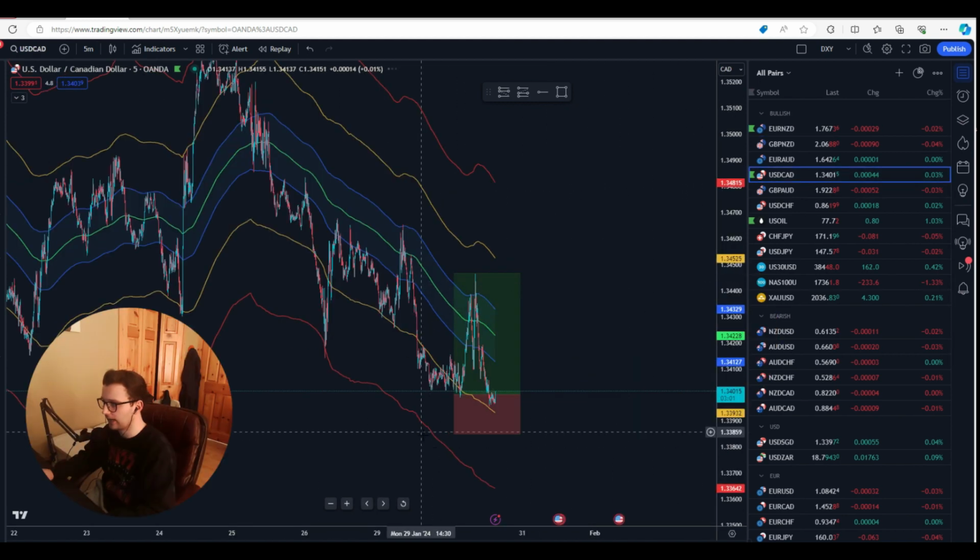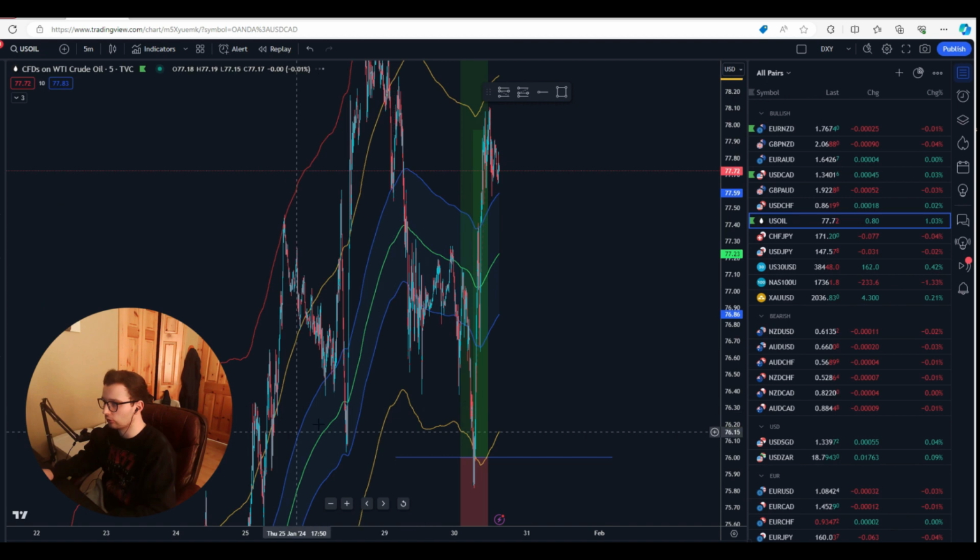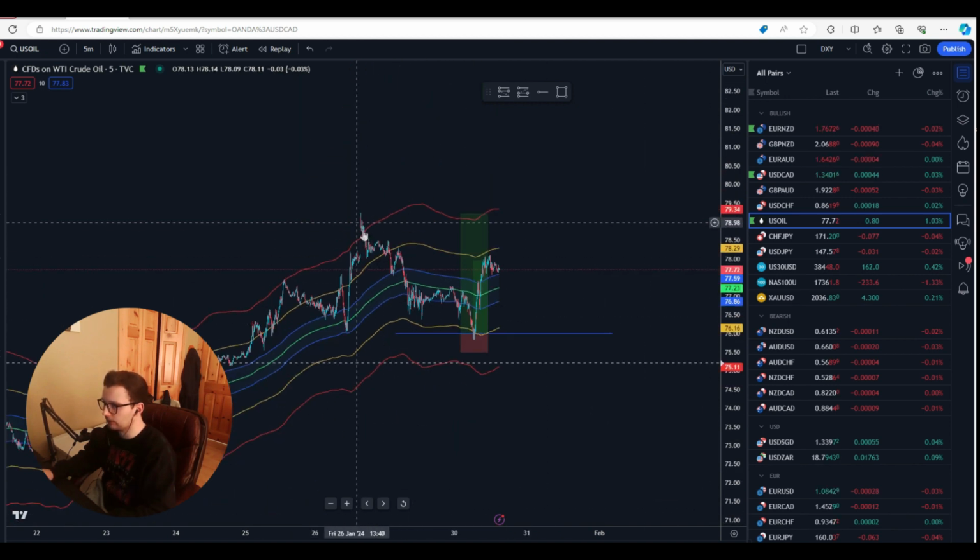And on USD CAD, right at 1,3400, right here, you have an entry, and it went all the way to 1 to 3, and then came back to break even. On US oil, it is in my dynamic support and resistance zone. I'm fundamentally bullish on the pair, and it came right to 76 and bounced from there. So it's met my criteria.